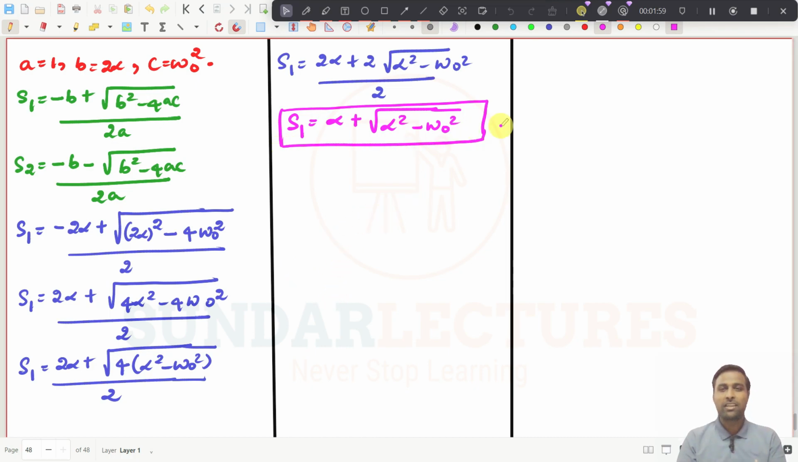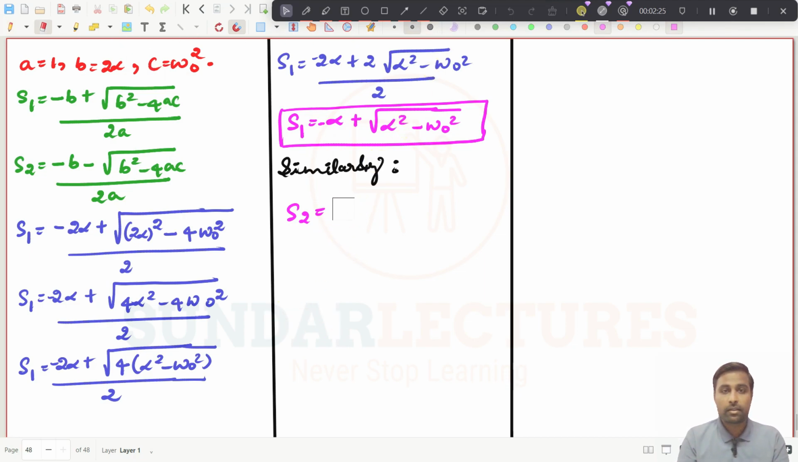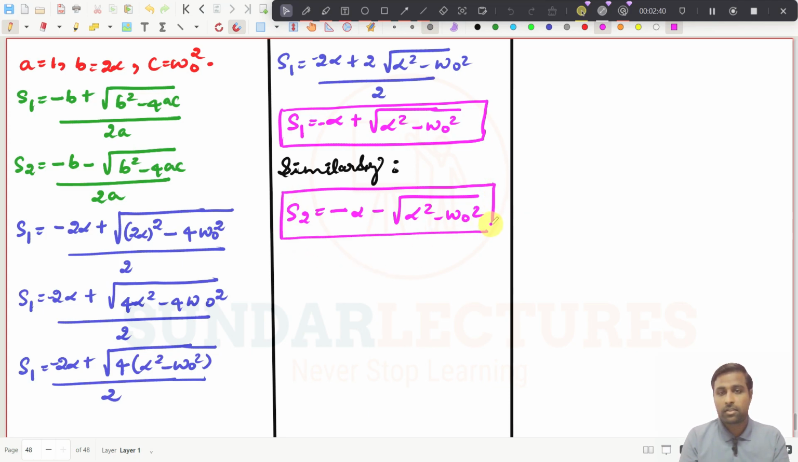Similarly, if you simplify the same expression, I will directly write it, I am not going to solve it. S2 will be the same, but where it was plus it is now minus. I missed out the minus: this is minus, this is minus, and this value is also minus. So S2 will now be minus alpha minus square root of alpha square minus omega naught square. This is the value of S2.